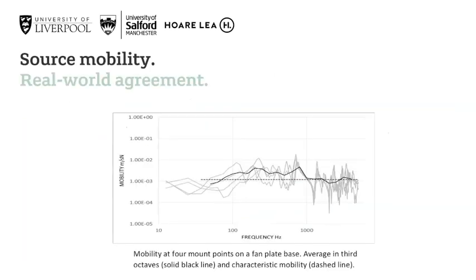And again, returning to measurement scenarios, we've seen plenty of times now that the characteristic expression fits the average response really well. This is reinforced in this plot, which illustrates the measured mobility of a plate base at 4 points. The average response, which is the thick black line, is well approximated by the infinite plate expression, which is shown as a dotted line through the middle.